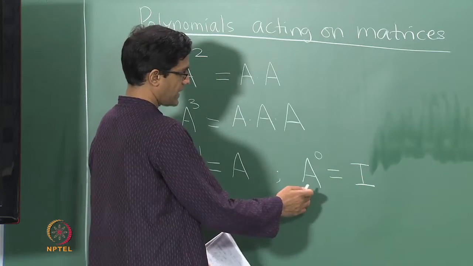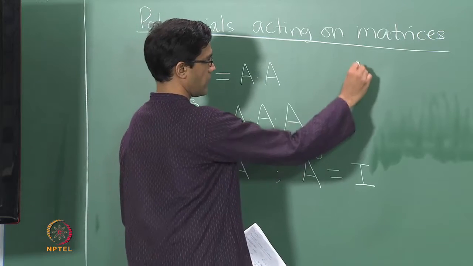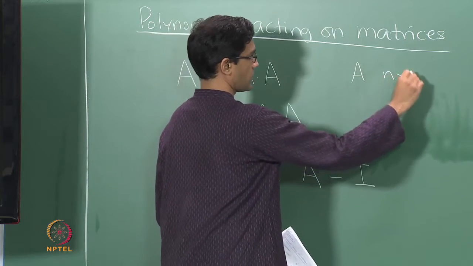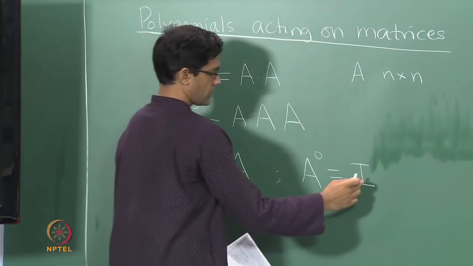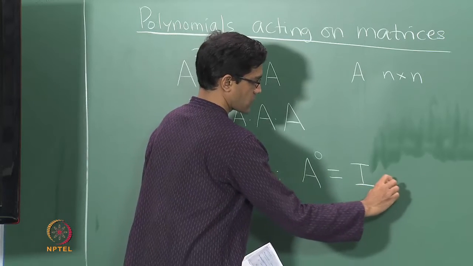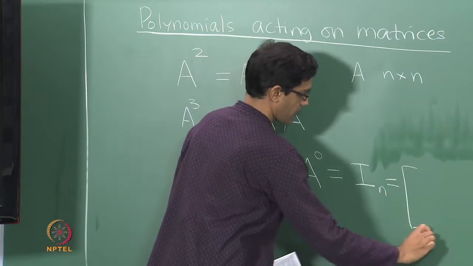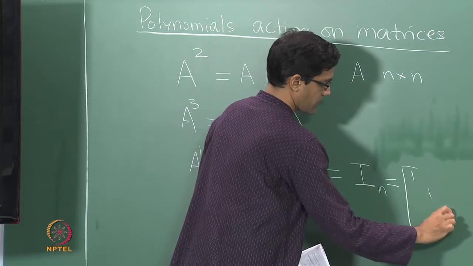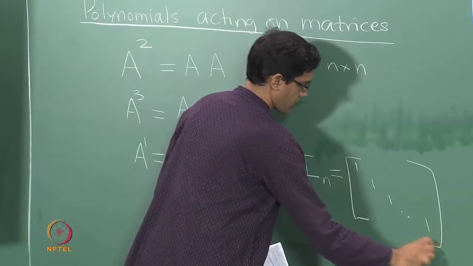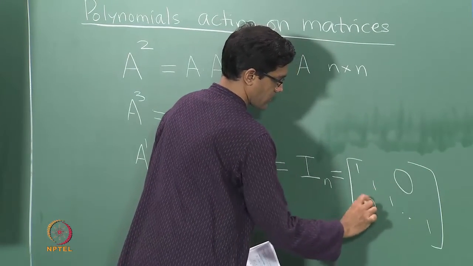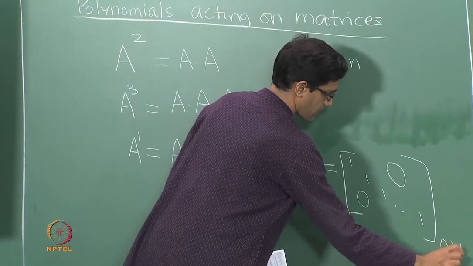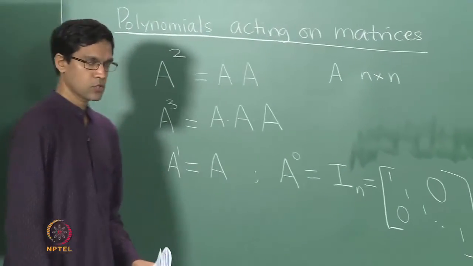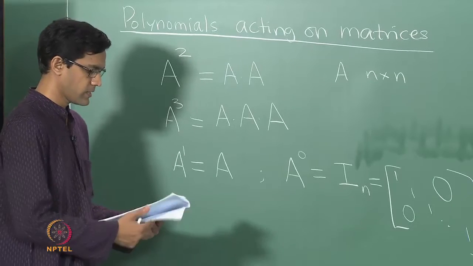So what is this? If A is an n cross n matrix, so here I am thinking of A as being some n cross n matrix, then the identity matrix here is also of size n cross n. So I will denote it by I_n. This just refers to the matrix with 1s along the diagonal, 0s everywhere else, and having size n cross n. Okay, so the 0th power of a matrix is defined to be the identity.